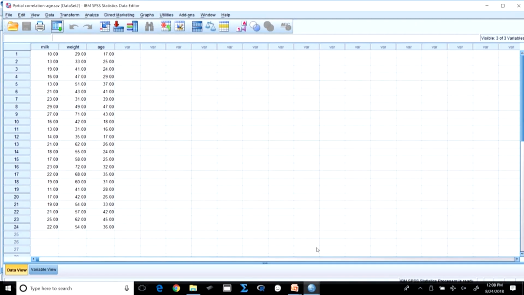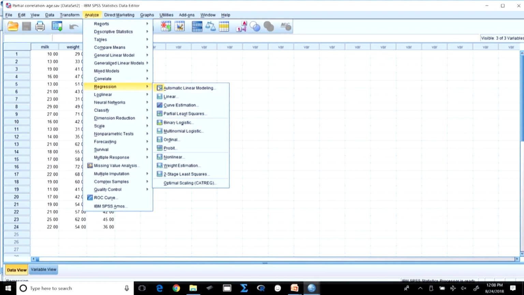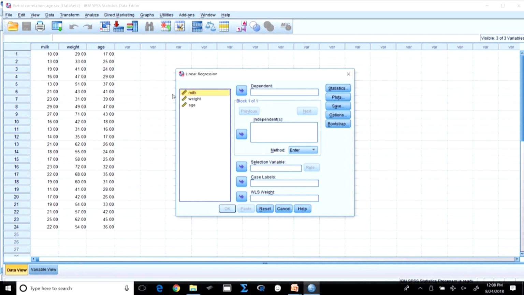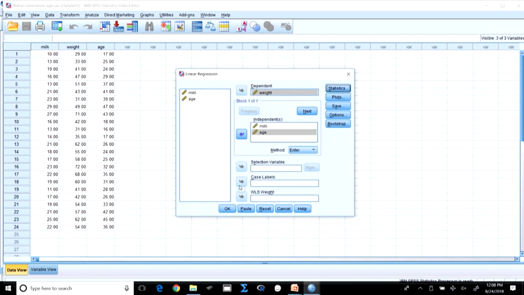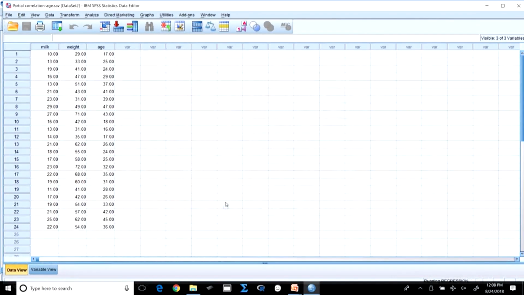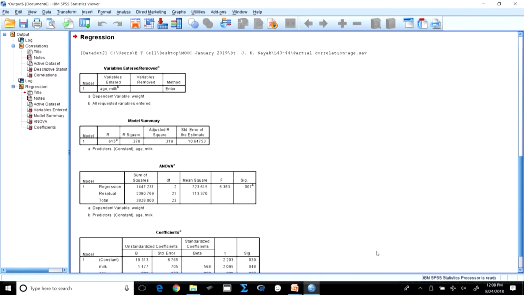So, what do we do? Let us go back to the file and go to analyze and go to regression and linear. Now, what I will do is I will take my dependent variable as what? Now, weight, okay, and milk and age are my independent variables, okay. So, I do not need anything else. I will keep things constant, I will just go for it. Now, let us look at the output file.